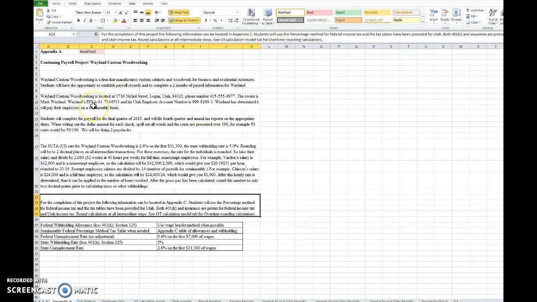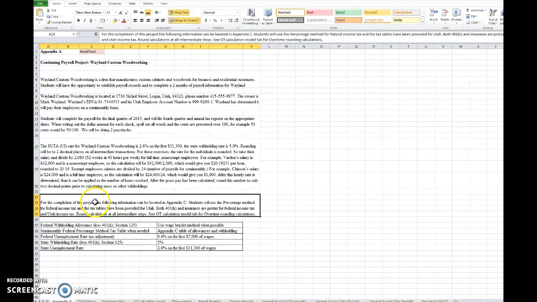On the first tab, it gives you the information, which is in Appendix A in your book, on page 245. So on page 245 in your book, this is the information that they give you in regards to the comprehensive payroll project. Now, a couple things to keep in mind.